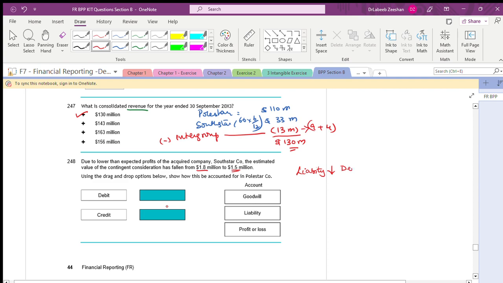It has to be debited, because liability is a credit account. To increase the liability, credit it. To decrease the liability, you have to debit the liability account. And credit what? Definitely, it will have an impact on the profit and loss account.